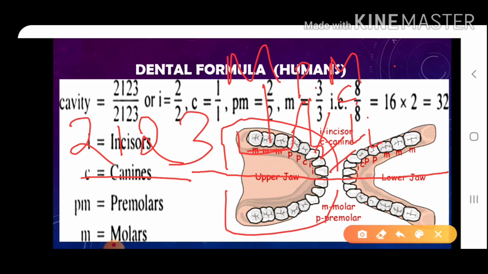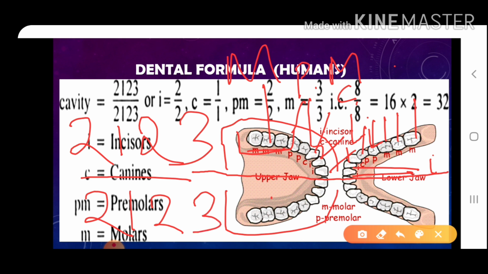So if we consider this one as upper jaw, then in lower jaw you would see again everything remains pretty much the same. First we have two sets of incisors which are represented by I, then we have one canine, then we have 3 premolars, and finally we have 2 molars. So we would write this in form of number. Since we have 2 incisors, we will write 2. We have 1 canine, we will write 1. We have 2 premolars, we will write 2 again. And finally we have 3 molars, so we would write 3.